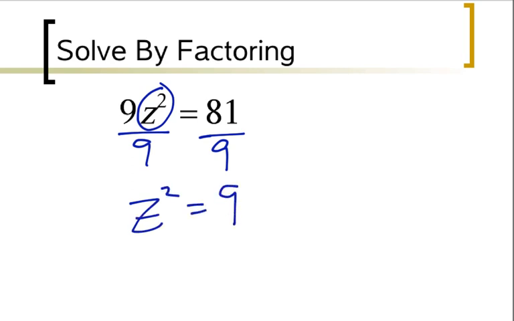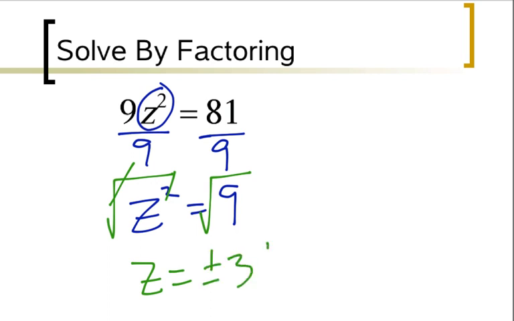And then you could solve by square rooting both sides, because to get rid of a square you could square root, and that would give you z equals, the square root of 9 is plus or minus 3. So you actually have two solutions, plus or minus 3. Now that's the same solution I'm going to get doing the zero product property way.